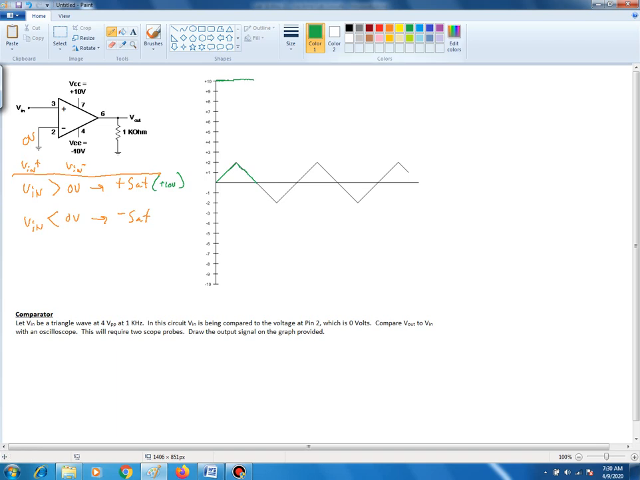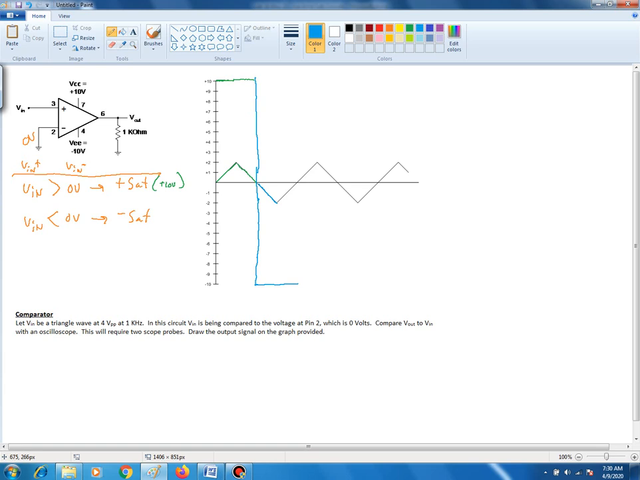Now, when the signal becomes negative, which is in this region right here, then you're going to be in negative saturation, and the reason for it is because your Vn plus is now less than your Vn negative. So therefore, right at the crossing of 0, that's where you're going to see it changing. So your output will switch right here, and it'll go negative, and it'll stay negative until when?